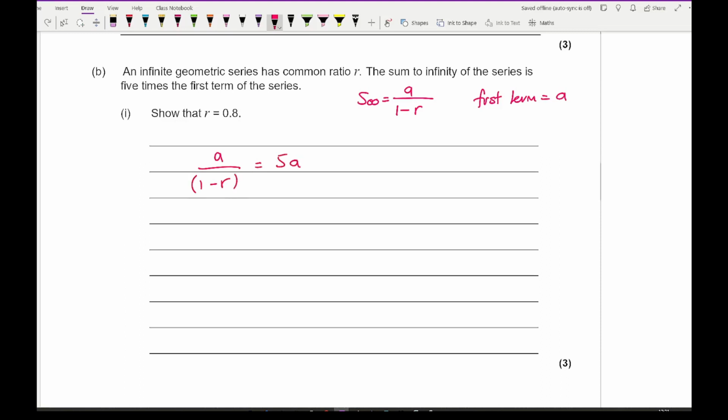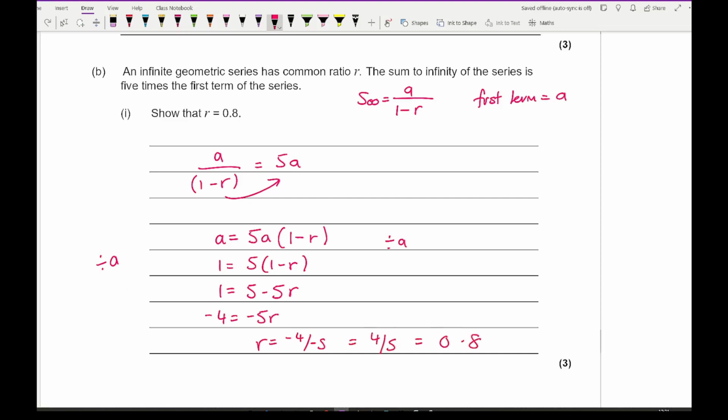Now if I put brackets around that and take that over to the other side, I end up with a equals 5a times 1 minus r. Then if I divide both sides by a, I end up with 1 equals 5 lots of 1 minus r. So expanding the brackets, I get 1 equals 5 minus 5r. So minus 4 equals minus 5r. So r equals minus 4 over minus 5, which equals 4 over 5, which equals 0.8.